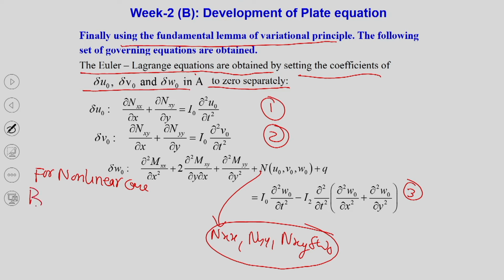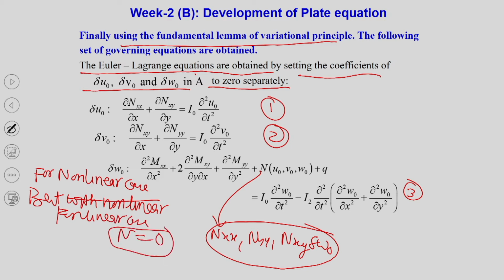But without nonlinear, or I would like to say for the linear case only, the n term will be 0. So, in equations 1 and 2, nxy is here, nxy is here, they are coupled in the in-plane mode, in-plane stretching, and equation 3 is independent.